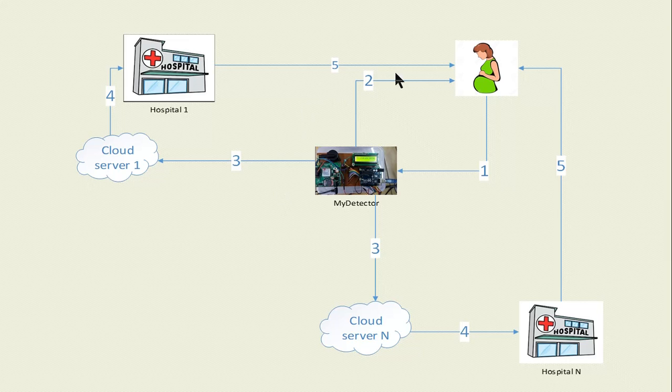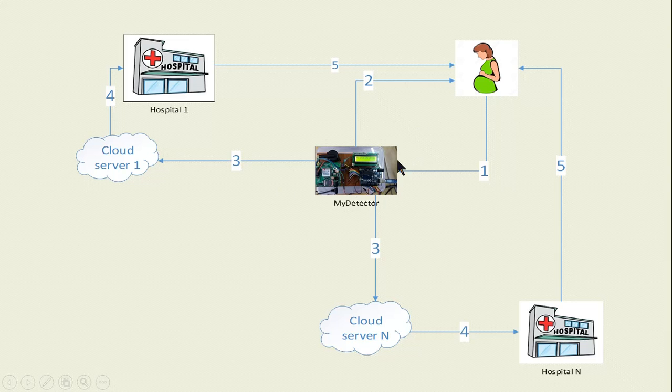A woman takes her measurement, that is the diagnosis. After taking the measurements using this device, which we have called My Detector, as the name displays. Why? Because we are detecting these four parameters. So this pregnant woman right here takes her measurements. That is, she is diagnosed by the system.